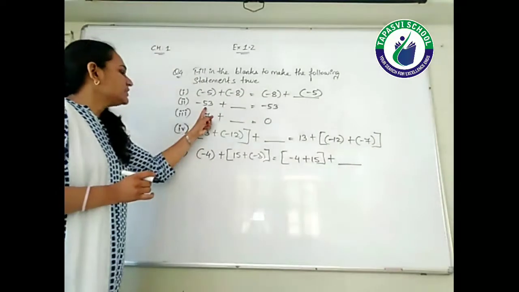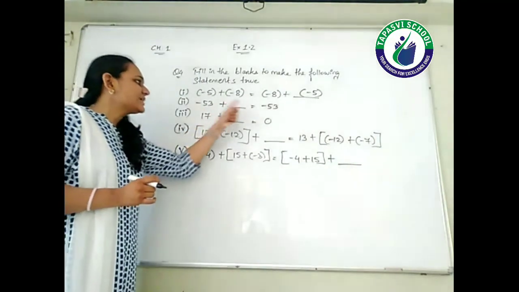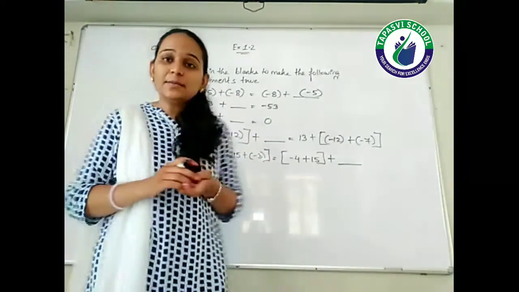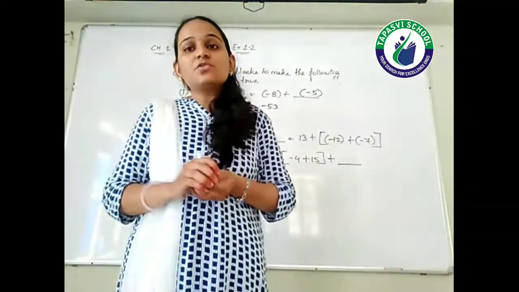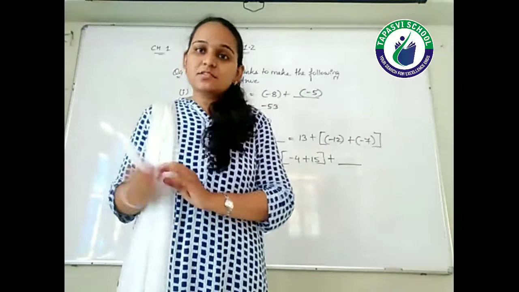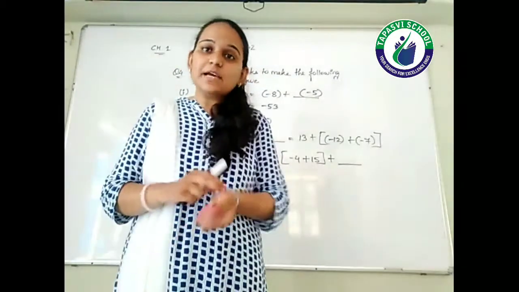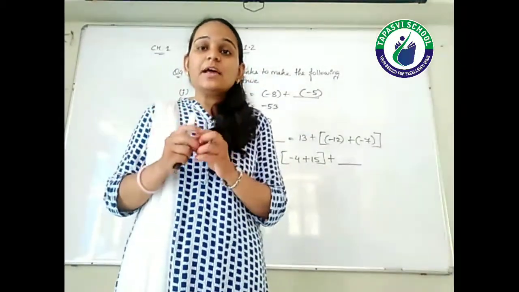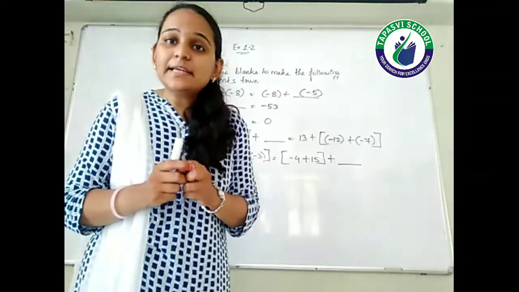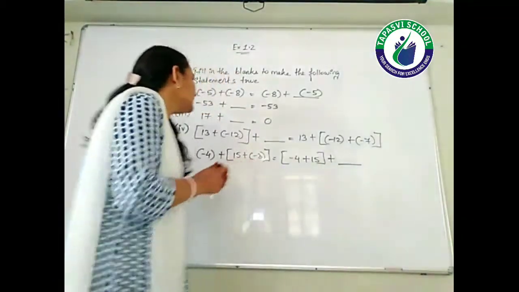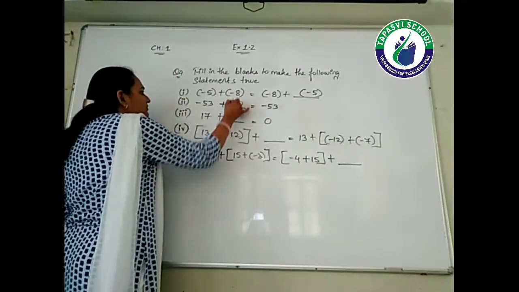Okay. Next one is minus 53 plus dash is equal to minus 53. That means which integer you should add with minus 53 to get the same integer back. You get the same integer back only when you add a particular element. That element is called the additive identity element. So here I will be adding the 0.